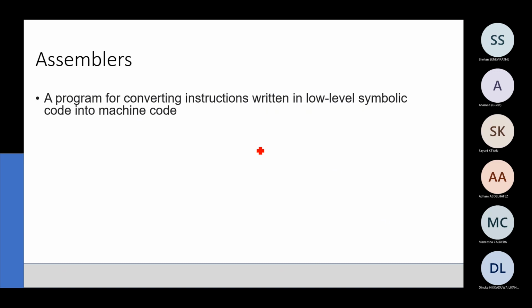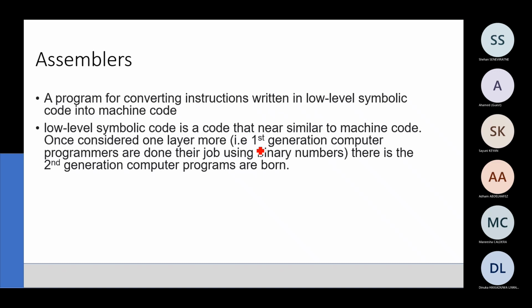Somehow these assemblers are mainly focusing on this translation process. It's a conversion of instructions written in low level symbolic language. Now you know what machine code is. Low level symbolic language is a code that is nearly similar to machine code.